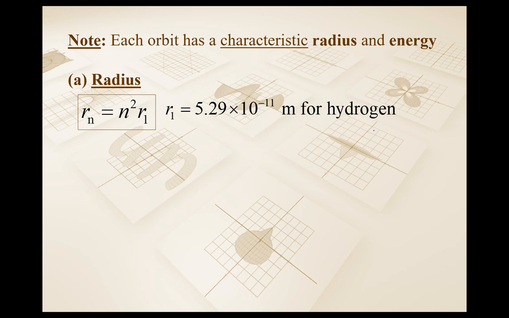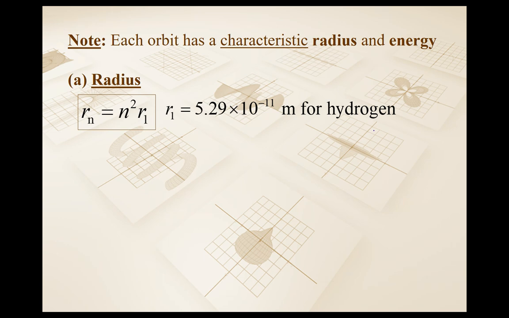n would represent the stationary state that you're interested in. So n equals 1 would be the first stationary state or the ground state. n equals 2 would be the second stationary state. n equals 3 would be the third stationary state or orbit.